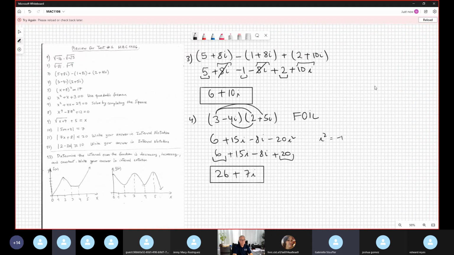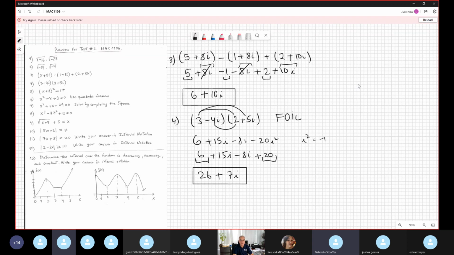Okay, so now let's move on to equations. Quadratic equation, radical equation, absolute value equation, and inequality. Okay. Question 5. Question 5 is (x plus 8) squared equals 17.